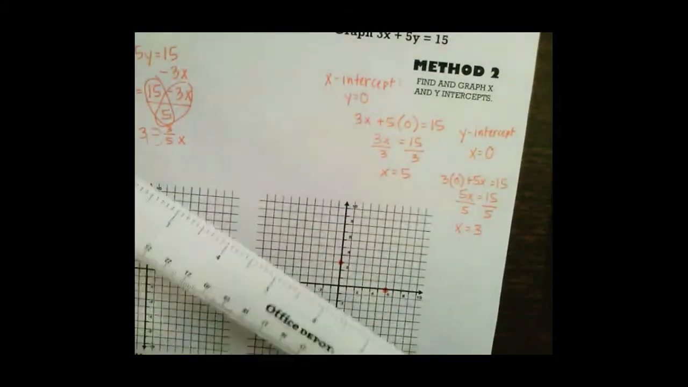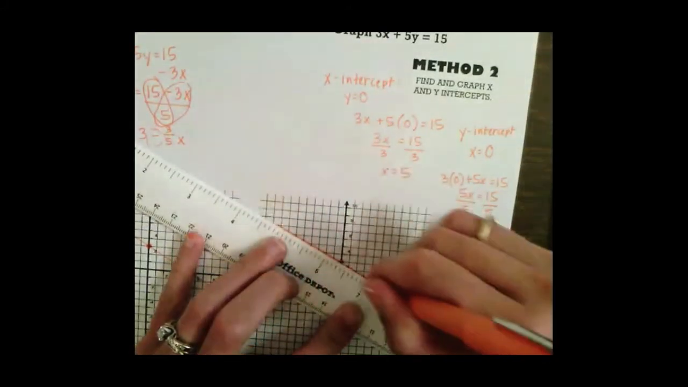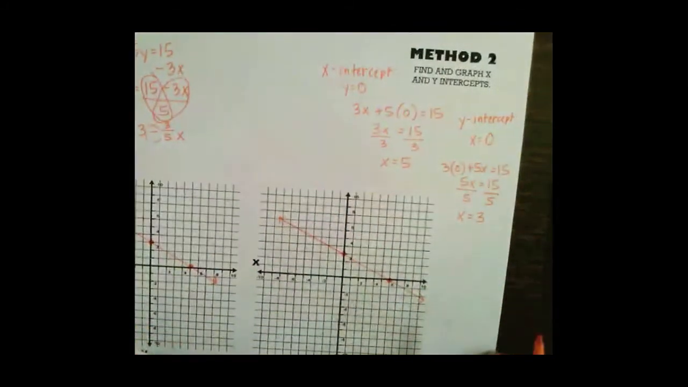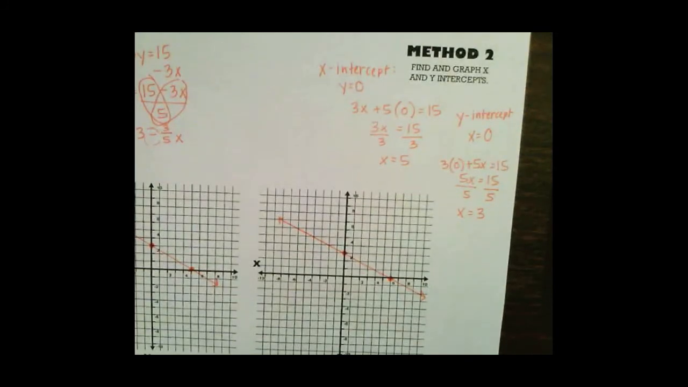So then you'll be able to create your line just from the two intercepts. And you'll see that they have the same slope, and you can do the same thing either way. Those are the two methods that you can graph a linear function.